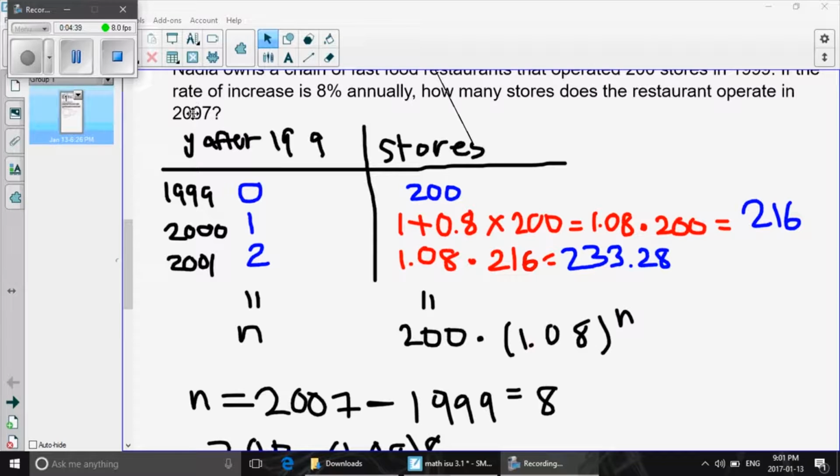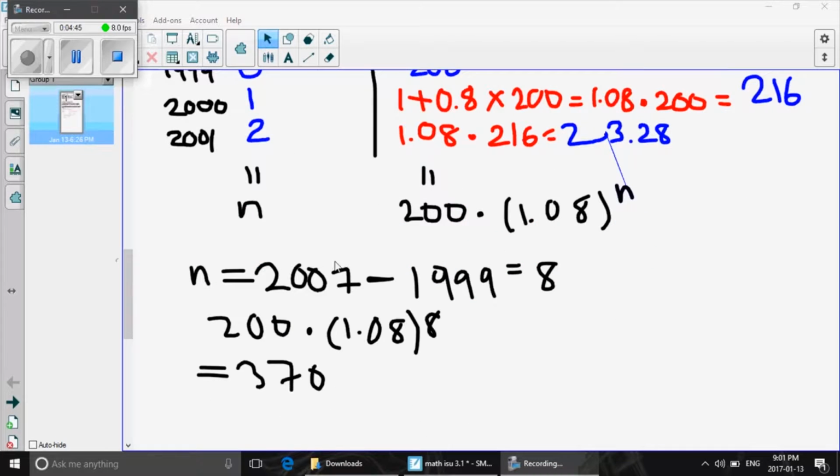This question is specifically asking how many stores she operated in 2007. So let's see how this is done. For this specific problem, n is going to equal 8. How we solve for this is we're going to do 2007 minus the initial year, so year 0, which was 1999. When you subtract these two numbers, you get 8.